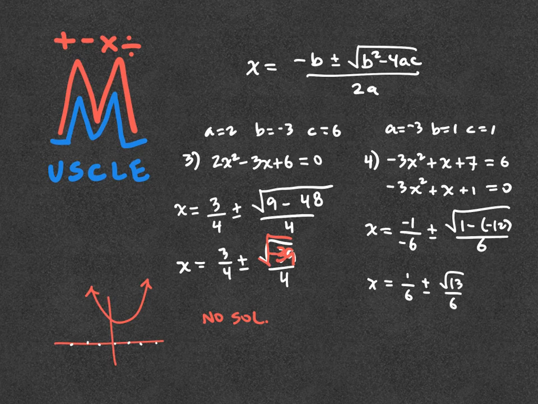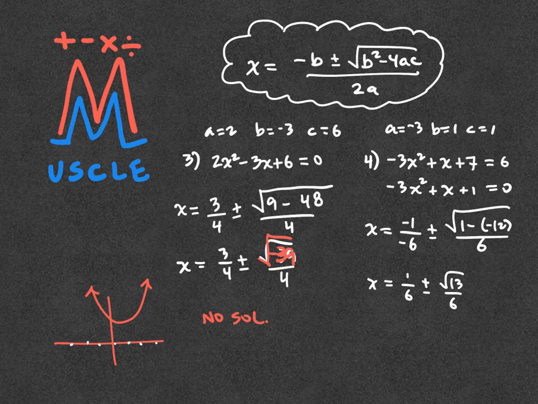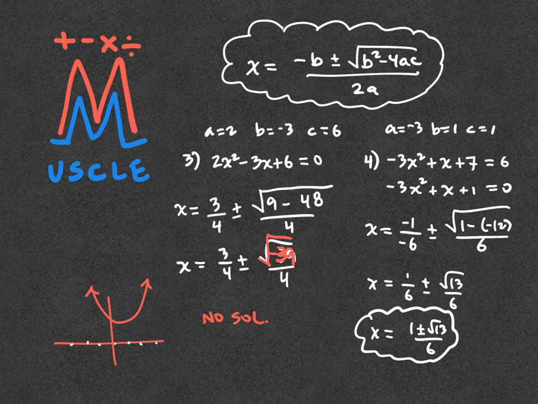Now, I showed the quadratic formula in a different form on the previous page, but you can also compact it like this and write your answer as 1 plus or minus root 13 over 6. There you go. That's your solution there. You have 2 of them.